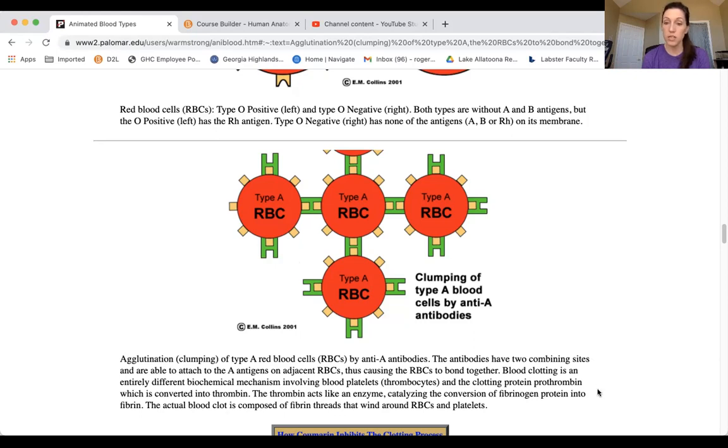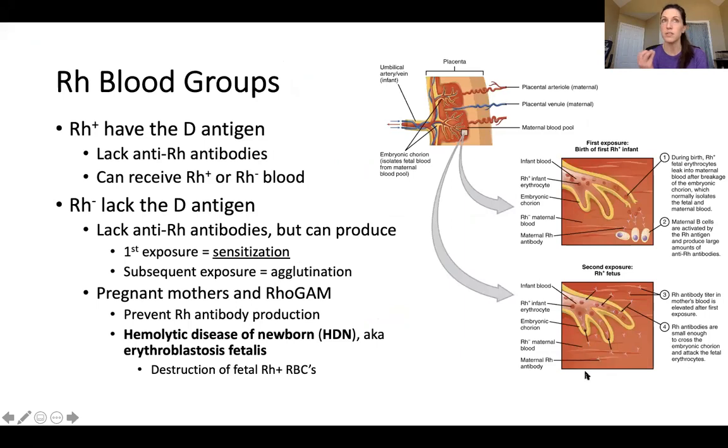Now those clumps, those agglutinated clumps of donor red blood cells, are going to potentially clog blood vessels and cause hypoxia, or lack of blood flow to the tissues, which can be problematic, even fatal. So that's where the problem comes in.